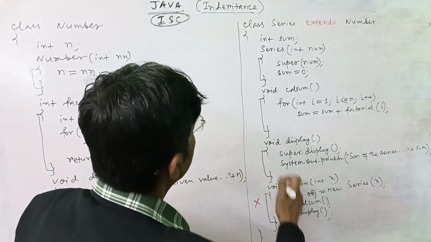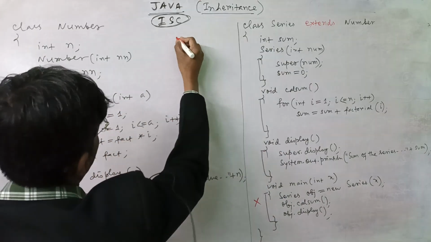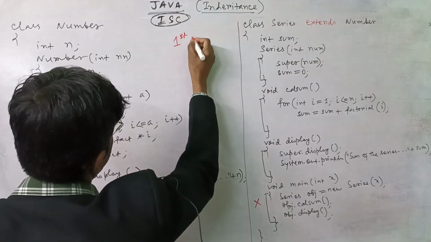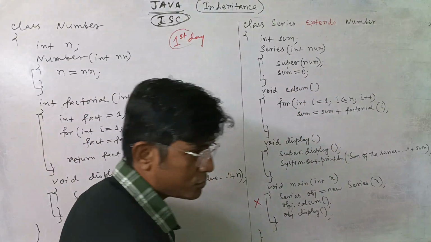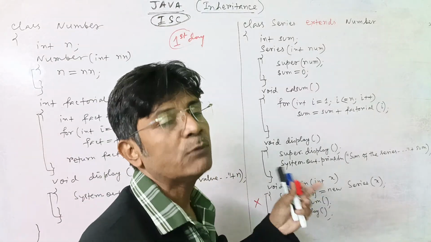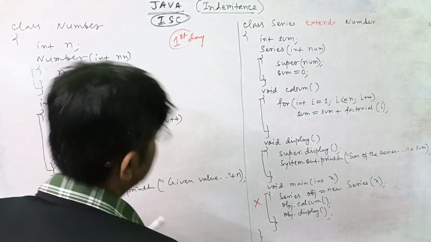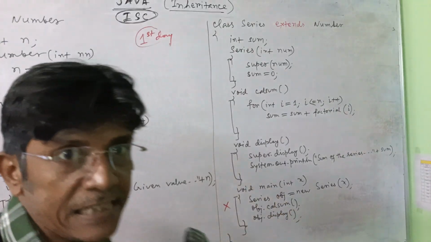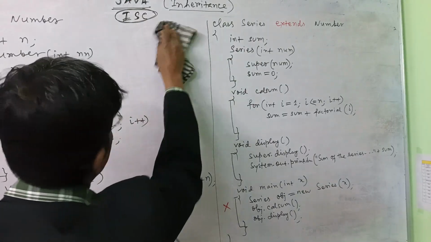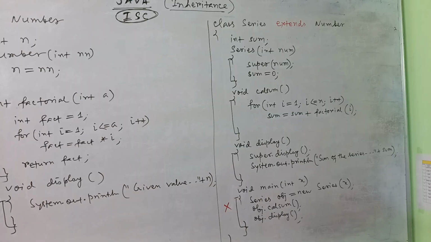So let us see, this is the first class. Suppose this is the first day you have done this program, and the second day you are doing this one. Suppose we will reuse the program. That is the thing I am telling. So now let us see how we will solve the first portion.